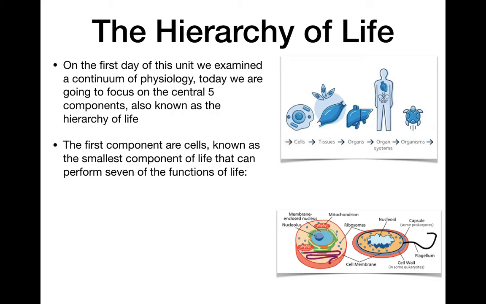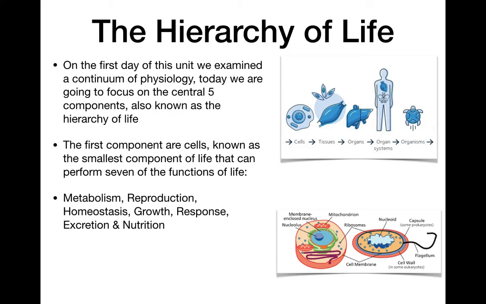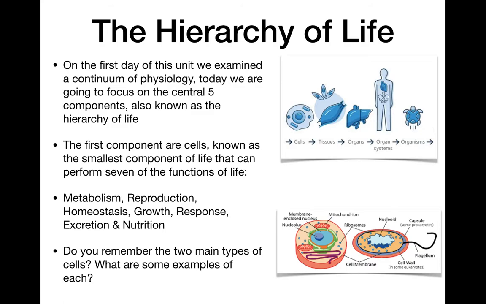So the very first thing here are cells, which I'm sure you're very familiar with from previous science courses. Cells are the smallest component of life, and they're considered alive because they can perform the 7 functions of life. Those functions are metabolism, reproduction, homeostasis, growth, response, excretion, and nutrition. We are going to go through what those mean in example analysis in a minute, but first I want to double check that you all remember what cells are and the 2 types of cells. Here's an image of the 2 main types of cells. Can you remember what those are and what some examples of each might be?